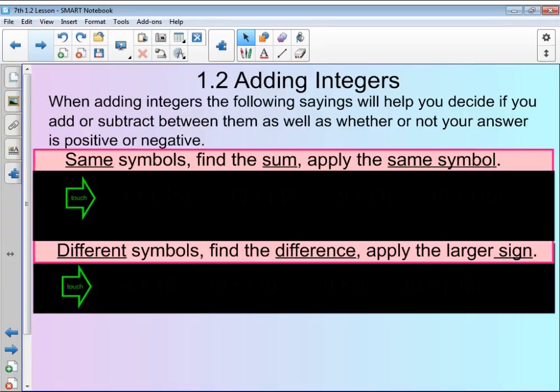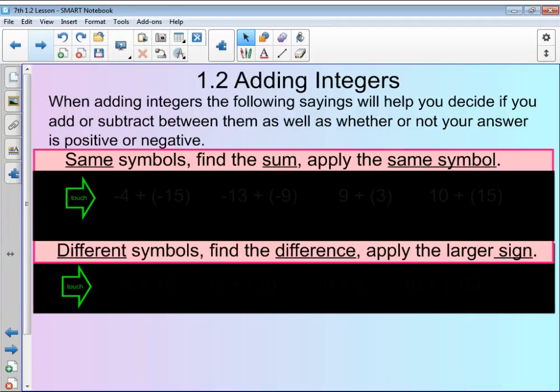So the saying that I always use anytime somebody's struggling, I tell them, look at the symbols. So look at the symbols in front. We're not going to include a plus sign, but the symbols that are sitting in front of it. So same symbols. If they have the same symbols, you're going to find the sum and apply the same symbol to our answer. So same symbol, find the sum, apply the same symbol.